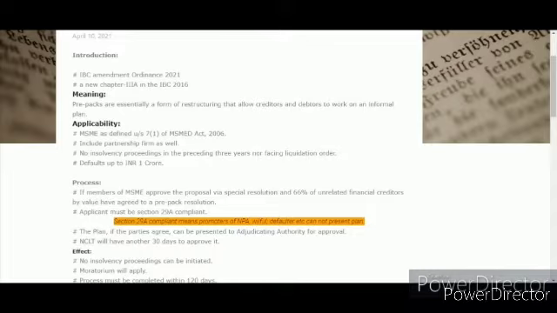And there is one more check: no insolvency proceedings in the preceding 3 years. The company which is going to opt for the pre-packaged insolvency resolution plan should not have gone through any insolvency proceeding, or there should be no liquidation order in the preceding 3 years. Only then can the MSME company or a partnership go for this scheme.